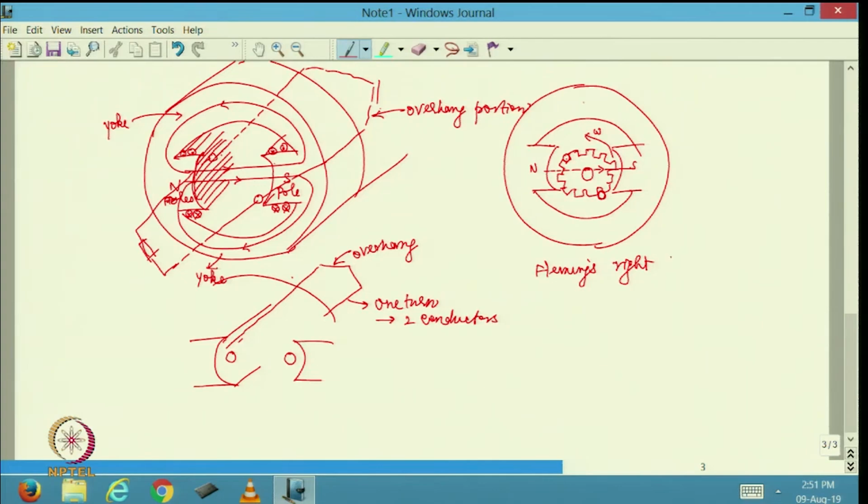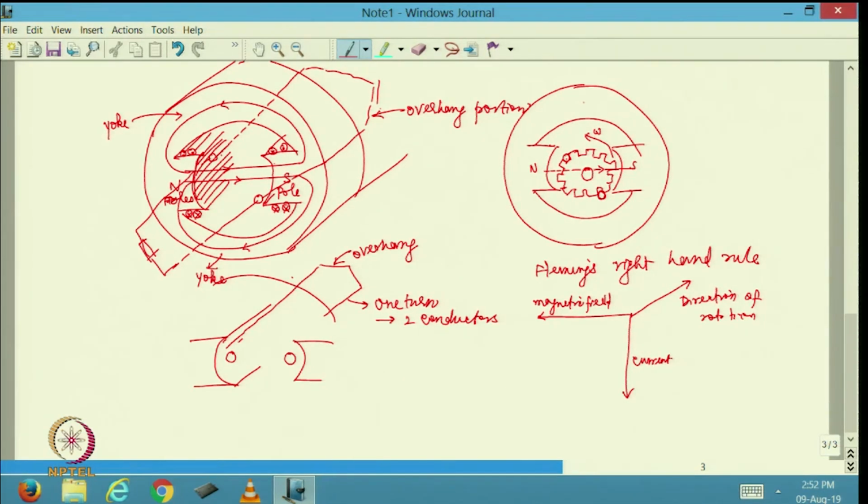So, let me explain Fleming's right hand rule. In the right hand rule, I am going to have, let us say, the magnetic field like this. This is the magnetic field, and probably this is going to be the direction of rotation. Then in that case, I am going to have the current induced in this direction. So, this is the magnetic field direction, right? And this is going to be essentially the direction of rotation, right? In which case I am going to have essentially the current direction like this.